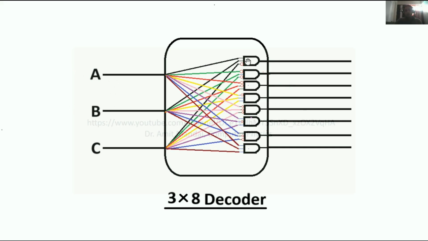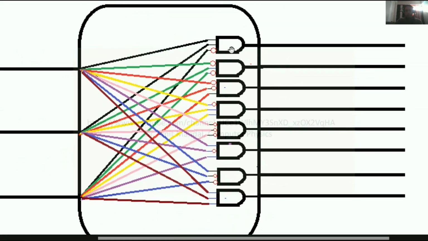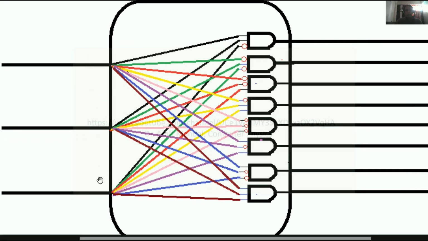So all these AND gates, have a closer look, all these AND gates have three inputs, and these red circles are for NOT gates, meaning before the input there are some NOT gates. All the AND gates have three terminals, three inputs, and all three inputs are connected parallelly to A, B, C, the inputs. I have shown all the inputs in different colors so that you can easily visualize the connections of each and every AND gate.